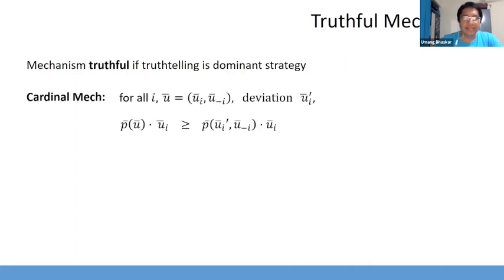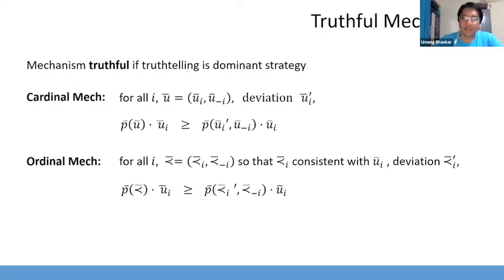The definition is, sorry, there's a bunch of notation on the slide, what you think it is: for an agent i, deviation should not improve that agent's expected utility. So if an agent has utility u_i, deviating to u_i prime, no matter what the other voters are reporting, should not improve her total utility, and similarly for ordinal mechanisms. So, this is the definition.